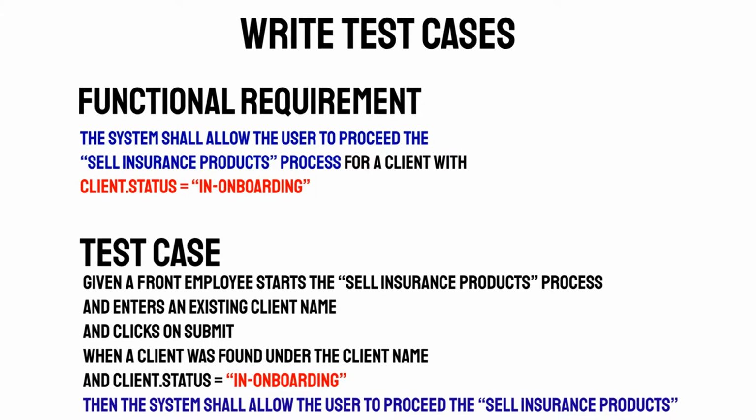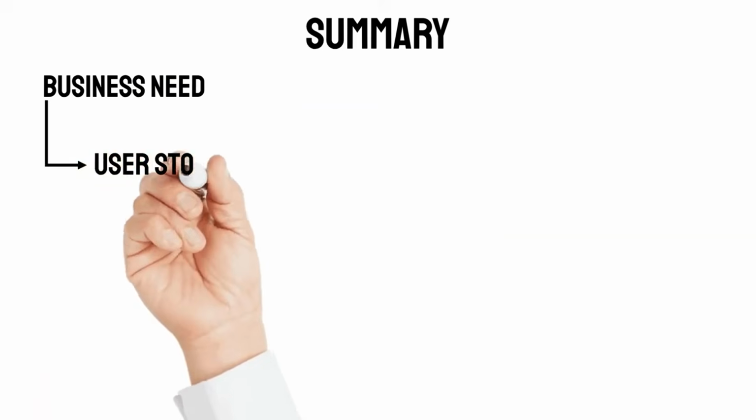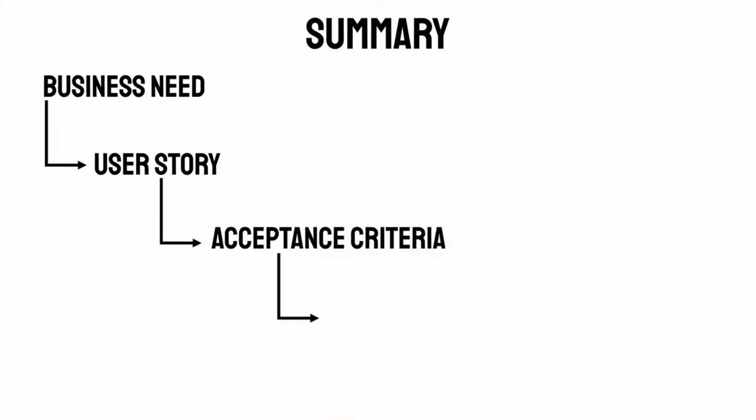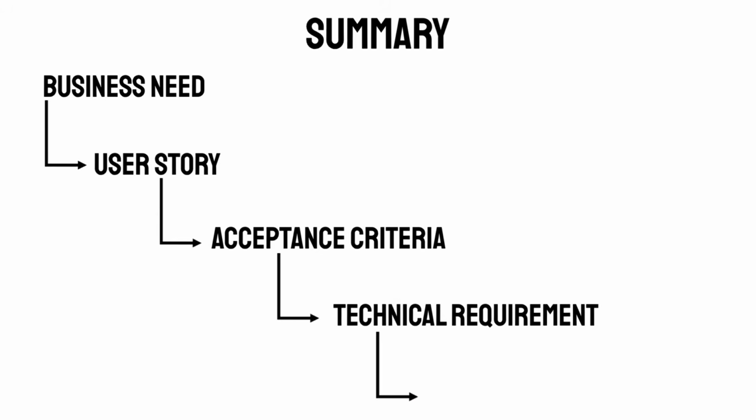Now in order to sum everything up, let's have first a top-down view. In the beginning, we have this business need. Based on this business need, we can create a user story. And this user story is pretty short, so it needs to be backed up by acceptance criteria. These acceptance criteria need then to be translated into technical language, so we have a technical requirement. And for this requirement, we can have a test case.